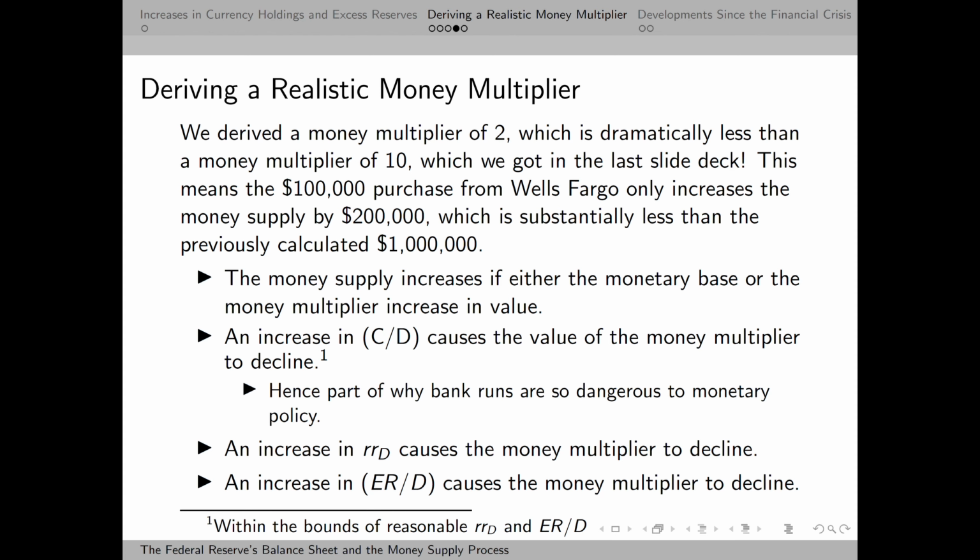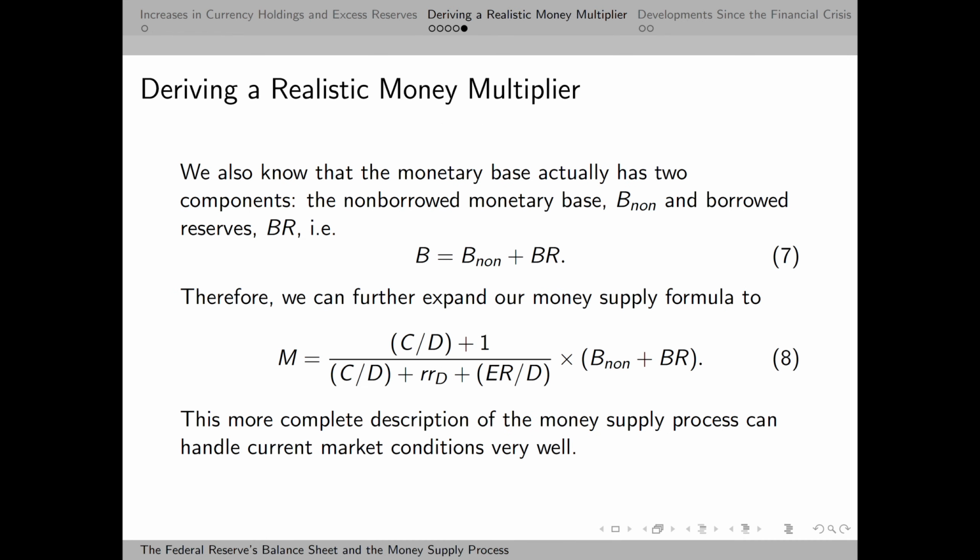Another note is that an increase in the reserve ratio causes the money multiplier to decline, which once again stylistically makes sense. And finally, an increase in the excess reserves to deposit ratio will cause the money multiplier to decline. Once again, this should conceptually make sense to us, just anecdotally thinking about the hypothetical we brought up in the last chapter.